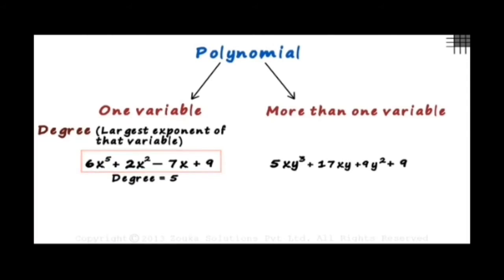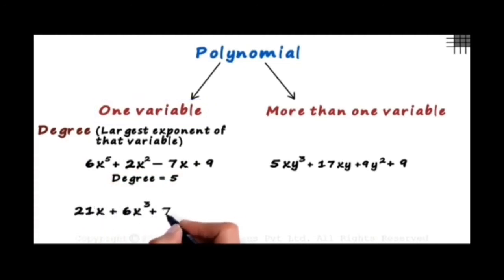Now let's take one more example of this category. 21x plus 6x cube plus 7 plus x square. Here the largest power of x is 3. Therefore, the degree of this polynomial is also 3.